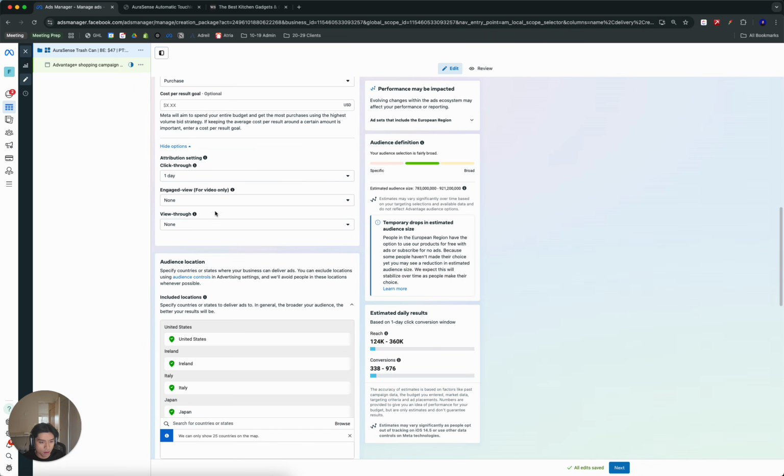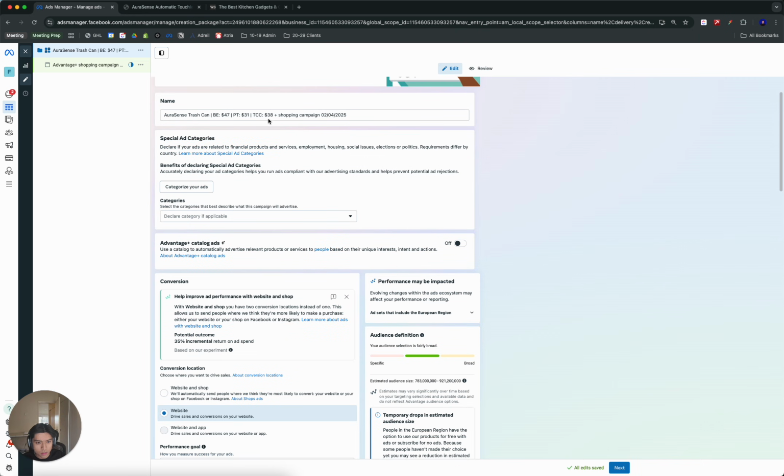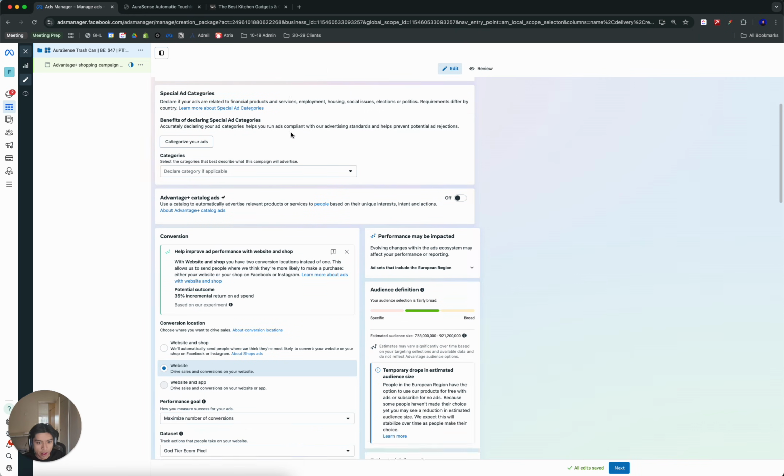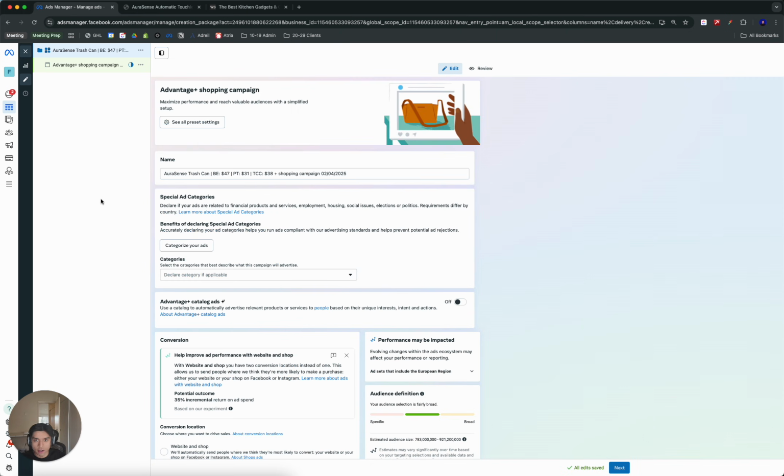So now we're going to go down and throw this in just like that. $38 cost per result goal targets. Okay, cool. And then that is basically it for the setup. So now let's go ahead and jump into the ad level and start adding in some creatives.